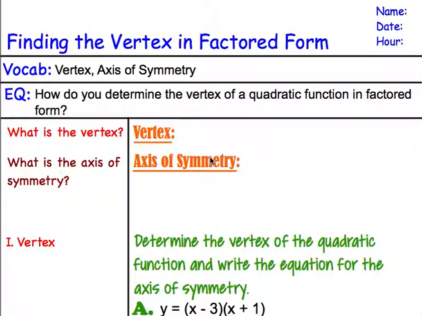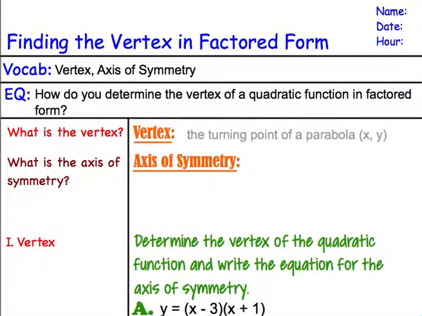Last week, we took a look at finding the vertex in vertex form, and when we dealt with factored form, we dealt with sketching an idea of what the graph would look like. This week, we want to actually see specifically what that graph really needs to look like. So we're going to work on finding the vertex in factored form, as well as the axis of symmetry.